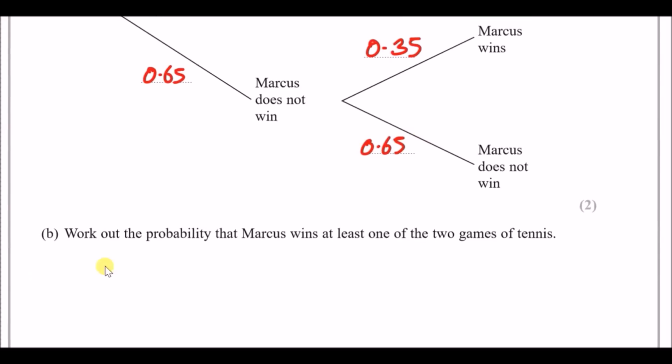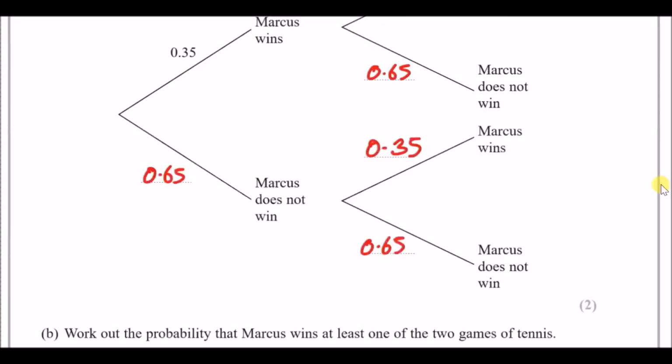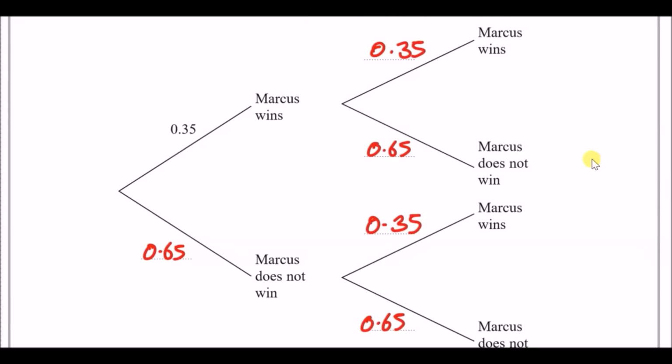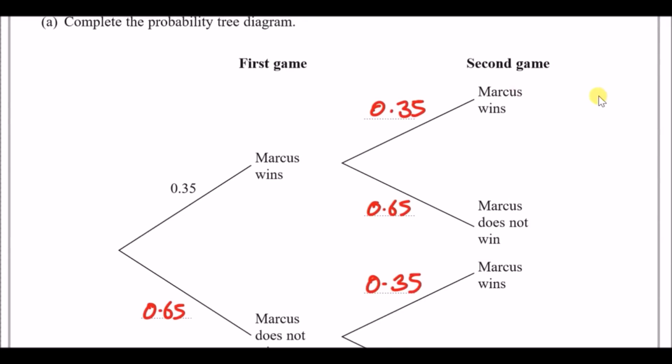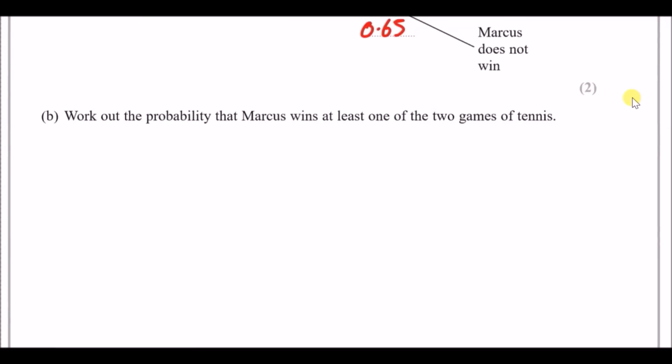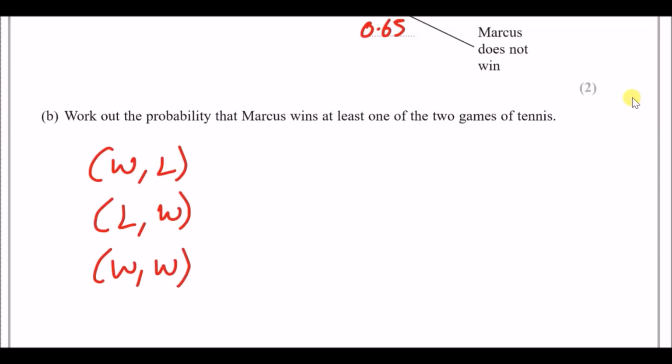Now B. Work out the probability that Marcus wins at least one of the 2 games of tennis. So if he's going to win at least a game, that means he could either win the first game, then lose the second game, or lose the first game, then win the second game, or, because this is at least, he could win both games, because that's still at least winning a game. So we write down the probability options. So that's win the first game, lose second, lose the first, win the second, or win both games. And then you literally just find the probabilities.